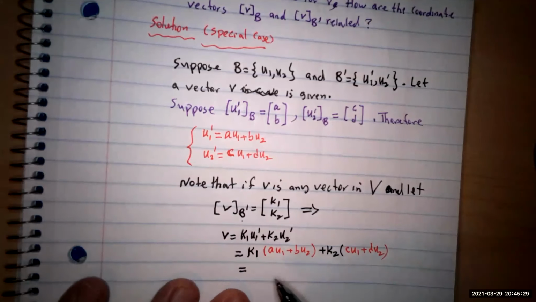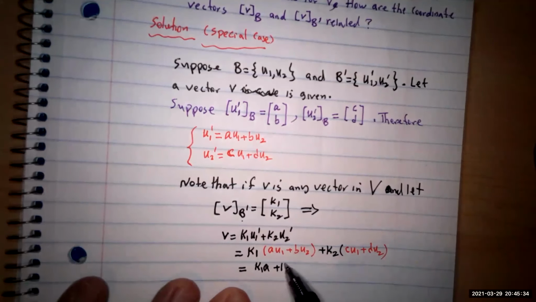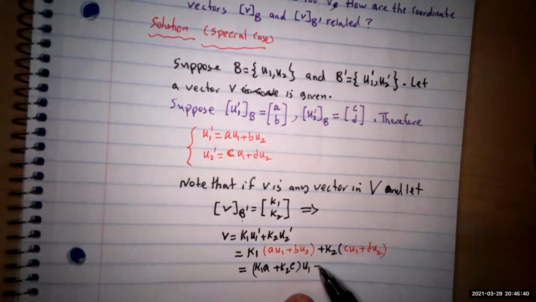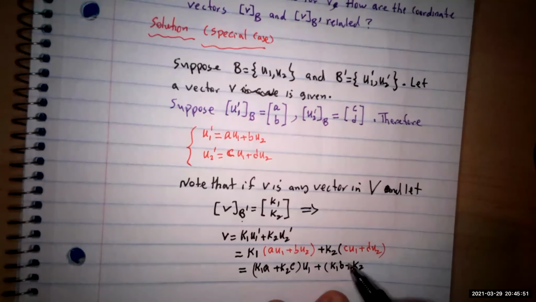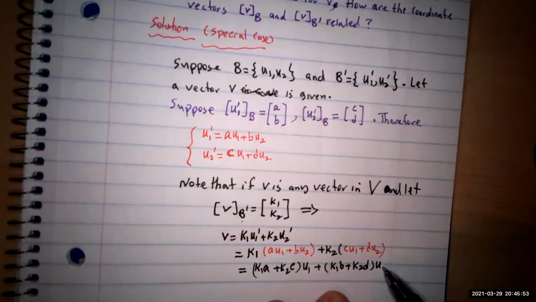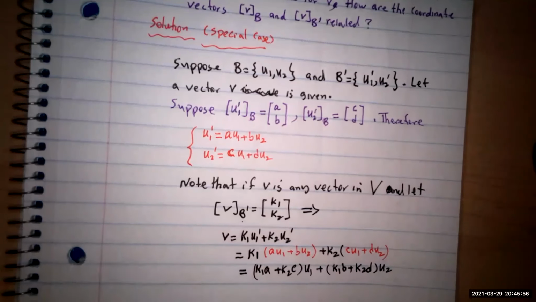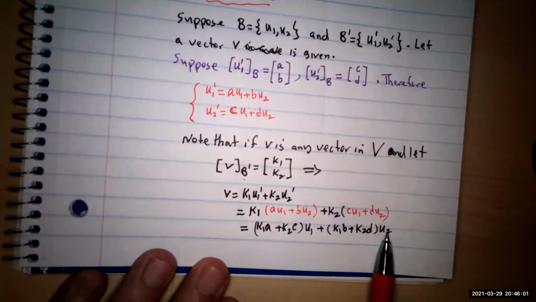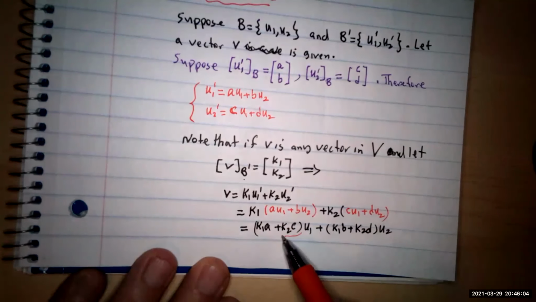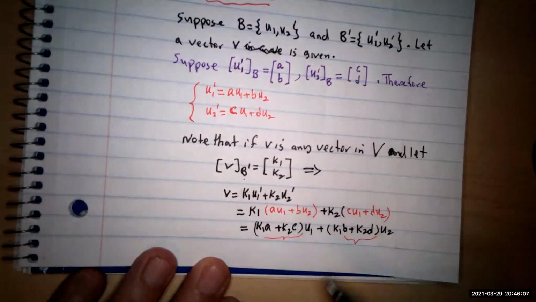So you arrive at (k1 a plus k2 c) times u1, plus, factoring out, (k1 b plus k2 d) times u2. You see what we did? We just wrote v as a linear combination of u1 and u2. When it's a linear combination, these scalar coefficients are the coordinate vector.